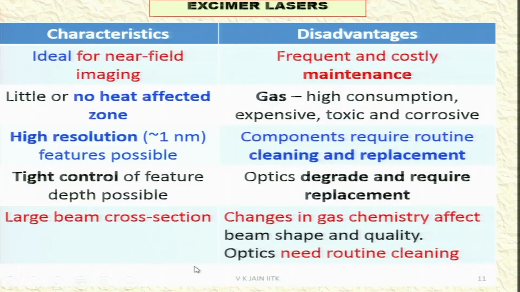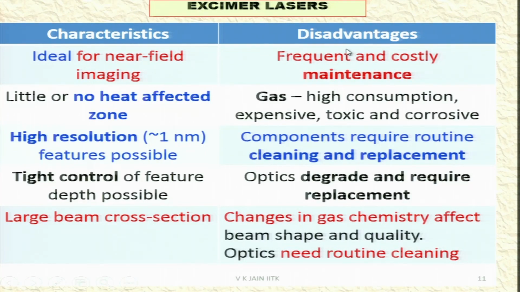Excimer lasers are very useful, and in many applications they serve a very good purpose. Characteristics of excimer laser: they are ideal for near field imaging, little or no heat affected zone, because this is the thermal source for removal of material, but in this particular case it is minimal heat affected zone. High resolution, approximately 1 nanometer feature possible, so you can create around 1 nanometer features with the help of this particular laser. Tight control of feature depth possible, and large beam cross section.